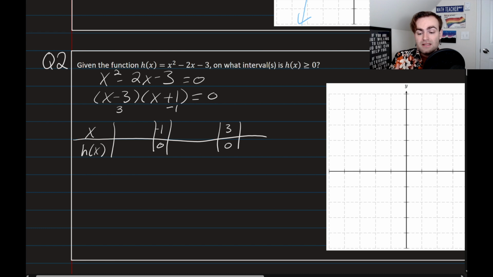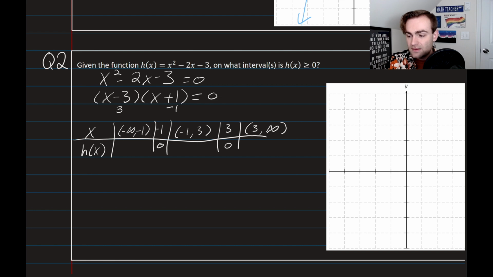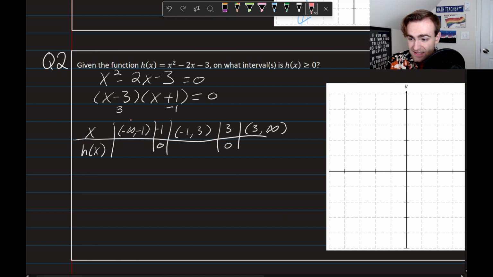What I want to know now is what type of sign should I be expecting for numbers less than negative 1? So we can write negative infinity to negative 1, numbers between negative 1 and 3, and then numbers 3 and larger. Remember, all of the numbers in those intervals should have the same sign, so I'm going to pick one to test with. I'm going to test with negative 2, 0, and 4, because those are the nicest whole numbers I can use in those categories. So I'm physically going to plug in negative 2, 0, and 4 into h and see what happens.